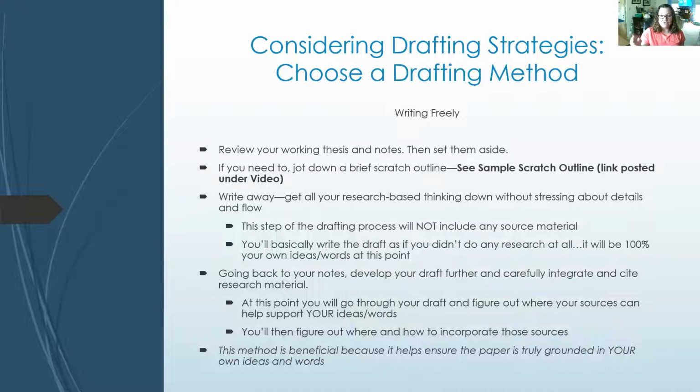This step, if you do it this way, is writing freely, where you just put everything aside. The only thing that you're really going to use is that scratch outline. You're not going to include any source material yet. You are simply getting your ideas in the essay. You'll write the draft as if you didn't do any research at all. It will be 100% your own ideas and words at that point. After you have finished the draft, then you go back to your notes, develop your draft further, and then you're going to start figuring out where to integrate and cite your research material.